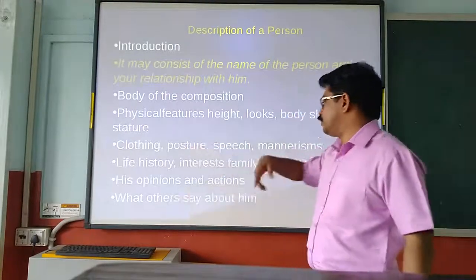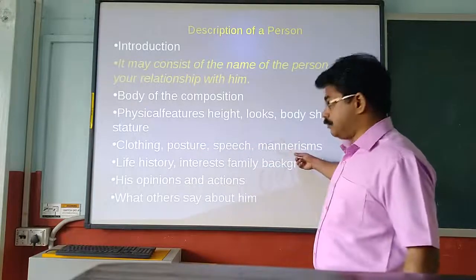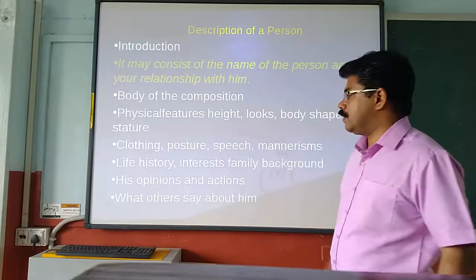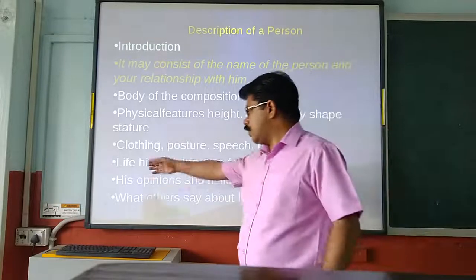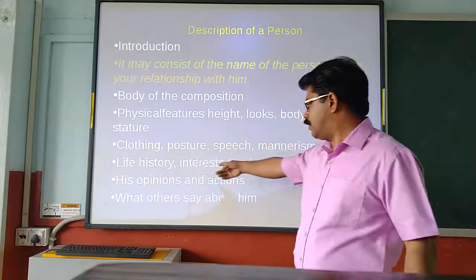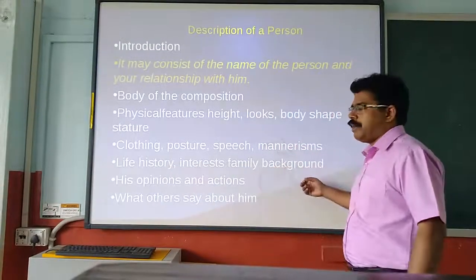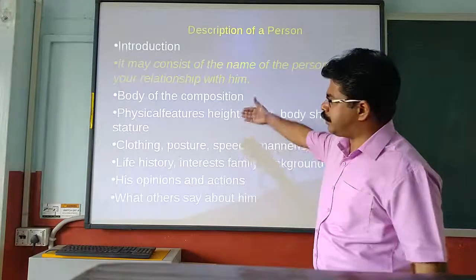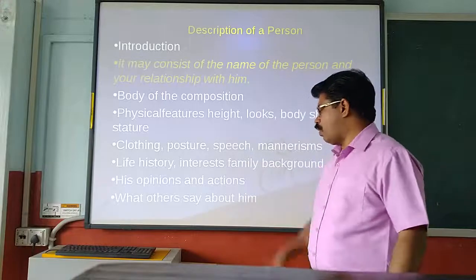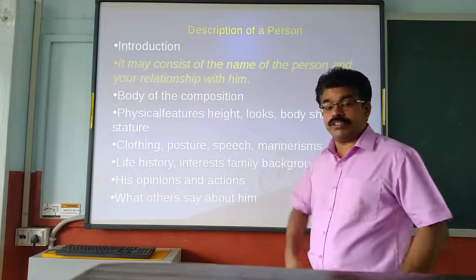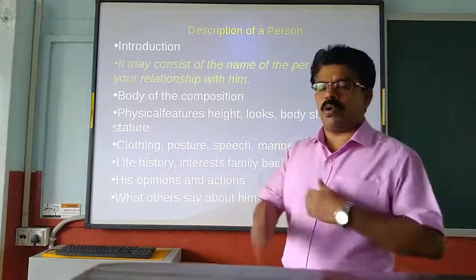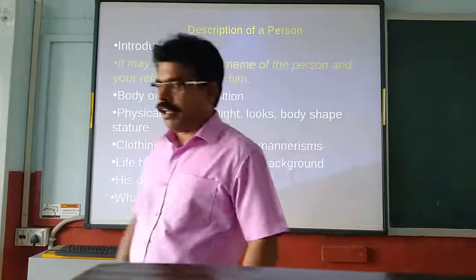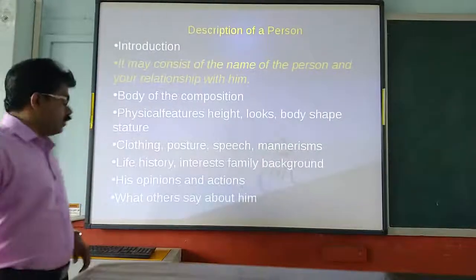Clothing, posture, speech, mannerisms. Okay, mannerism I have mentioned here. Life history, then interests, family background, his opinions and actions, all these details have to be taken. What others say about him, what is your opinion about that person? So all these things can be very clearly given when we are describing a person.